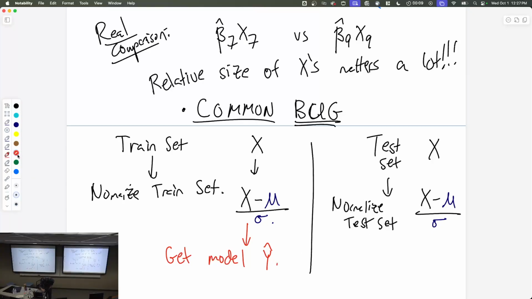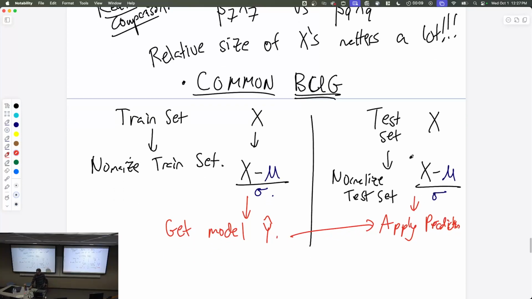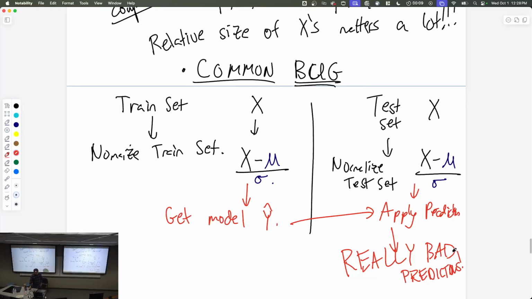And then you apply predictions. So they take these predictions and apply them. Okay, so they do all this, and it all seems very reasonable. And then the only problem is the predictions are all wrong. Bad. Doesn't work. Really bad predictions. And that's because they have this common bug.